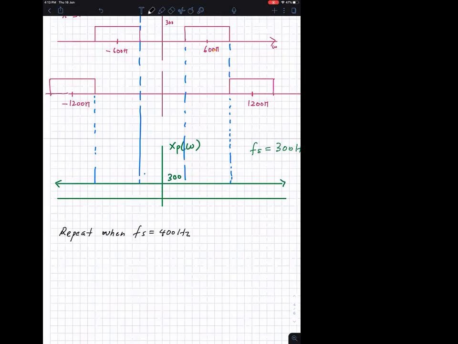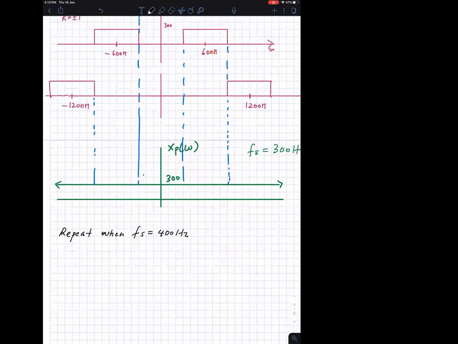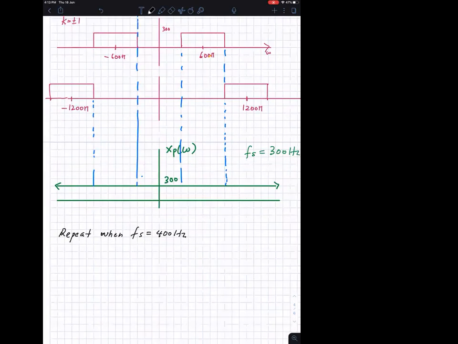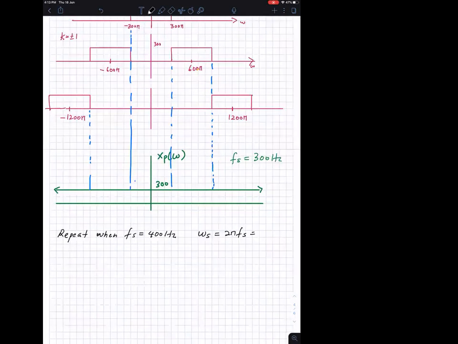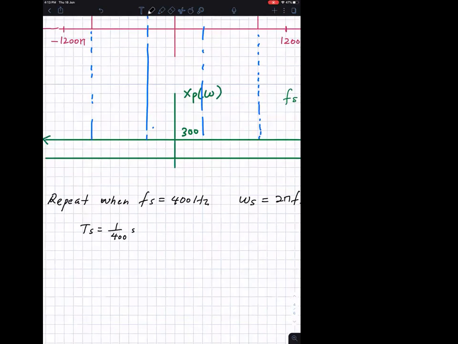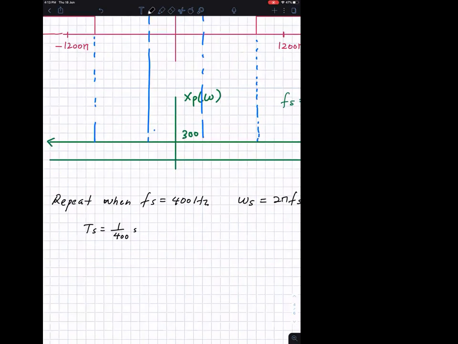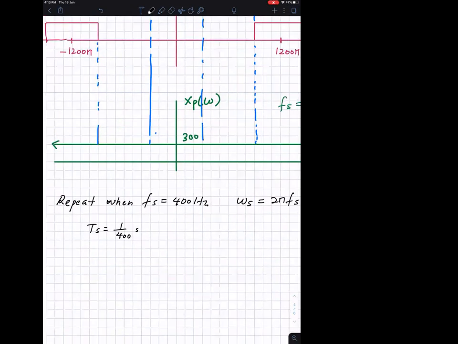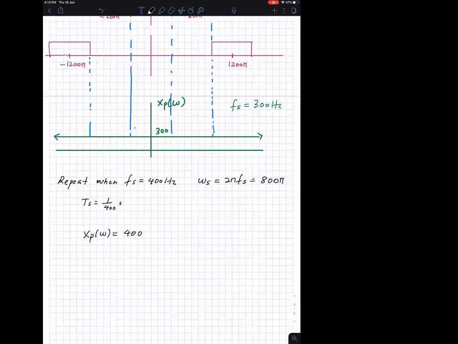So one more frequency, repeat. Somebody got the mic on, I think. So omega s is 2 pi Fs, which is 800 pi, and then the sampling interval in seconds. I'm going to go a little bit quicker here. T is 400, same formula.